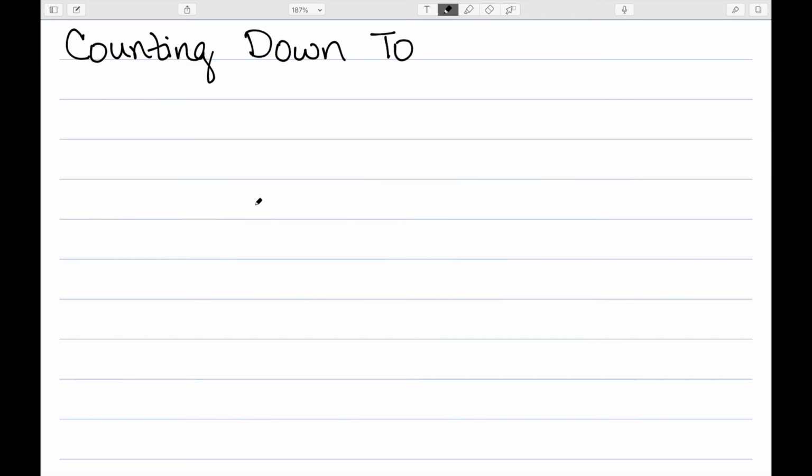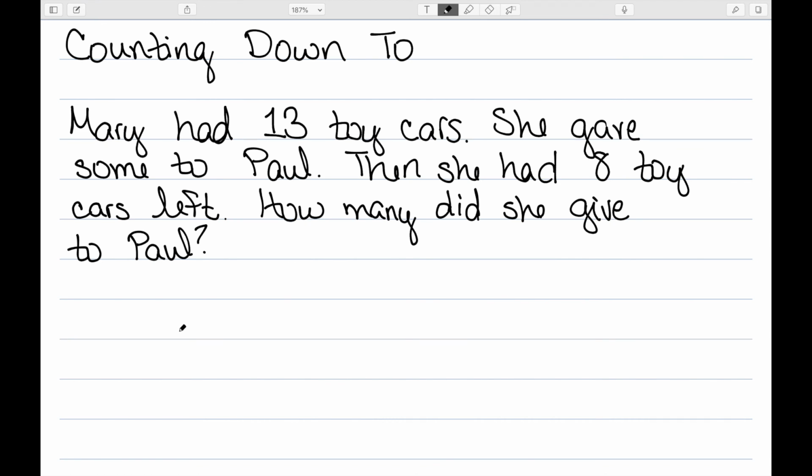The last counting strategy we'll look at is counting down to. In the counting down to method, we count back until the smaller number is reached. Let's look at an example. Mary had 13 toy cars. She gave some to Paul. Then she had 8 toy cars left. How many did she give to Paul?